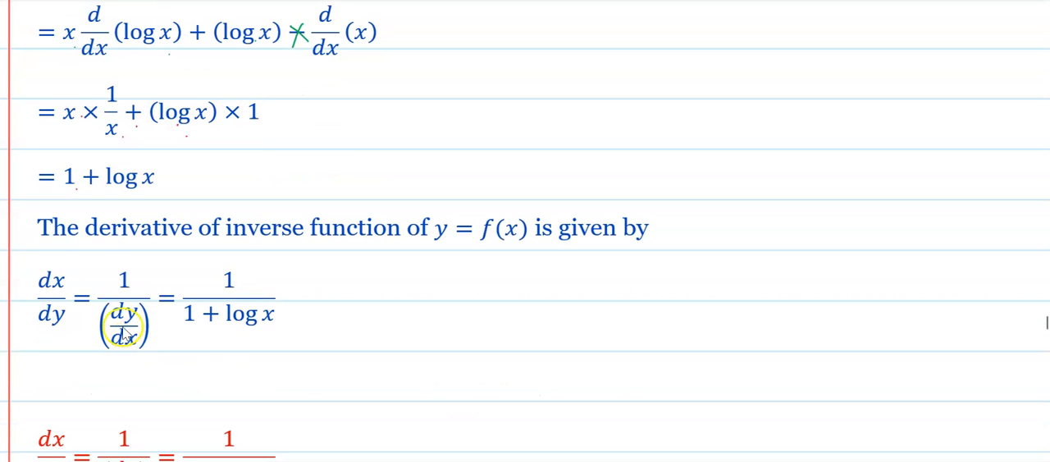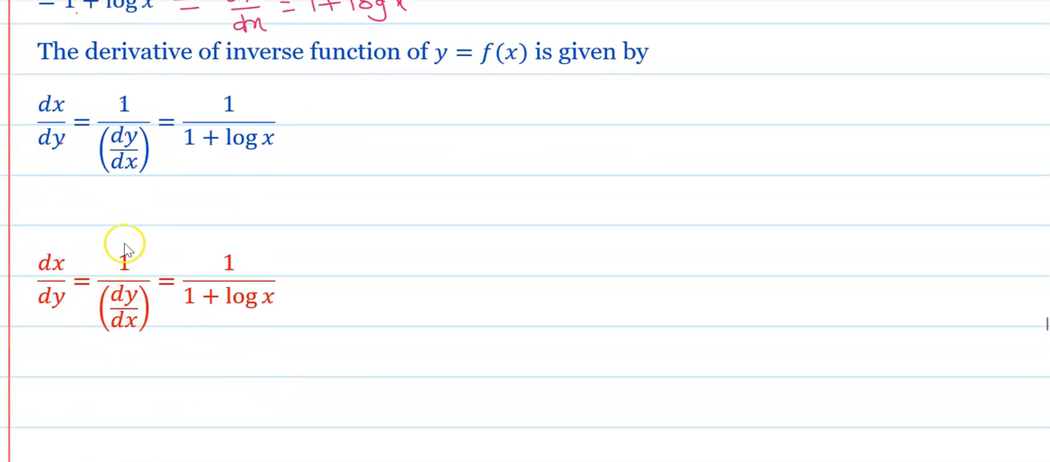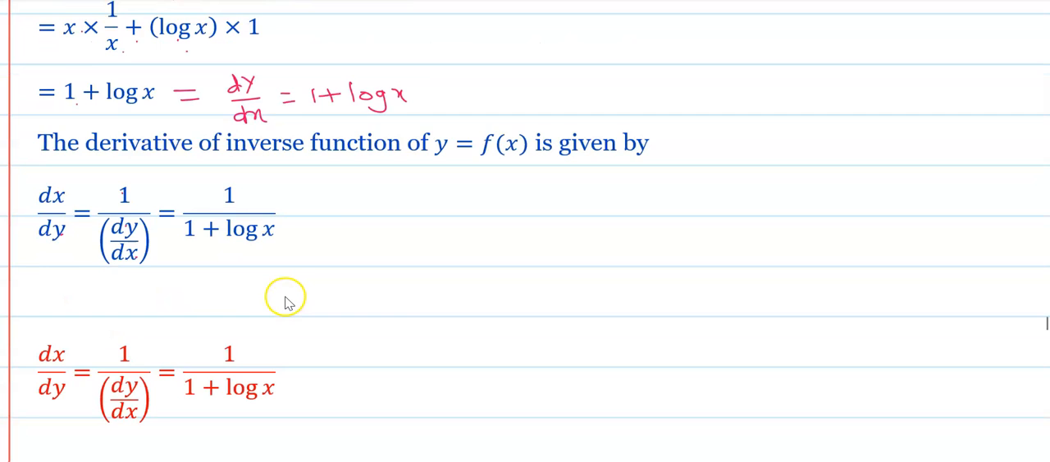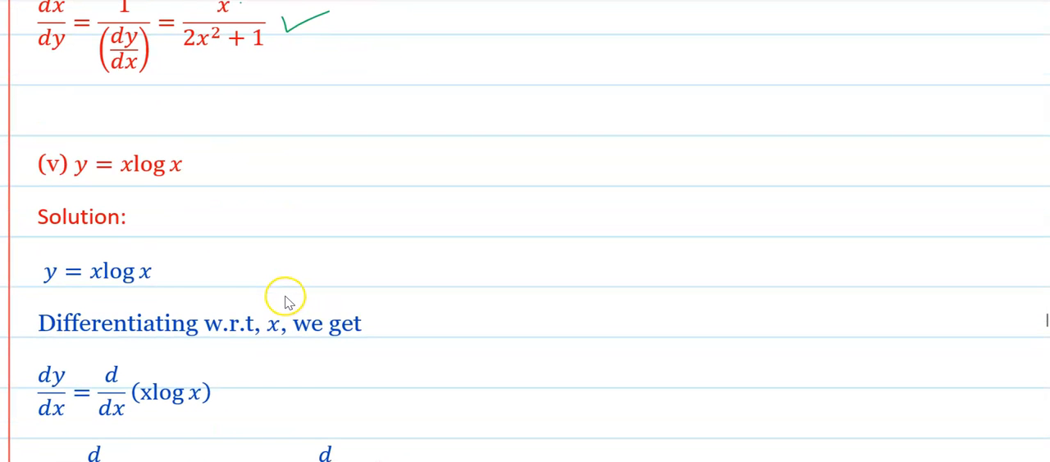Now the derivative of the inverse function of y equals f of x is given by dx upon dy equals 1 upon dy by dx, and dy by dx is equal to 1 plus log x. Substitute the value, and hence dx upon dy is equals to 1 upon dy by dx, which is equal to 1 upon 1 plus log x. You can see that again.